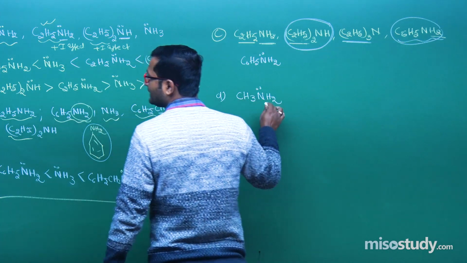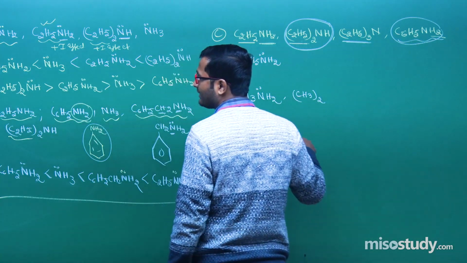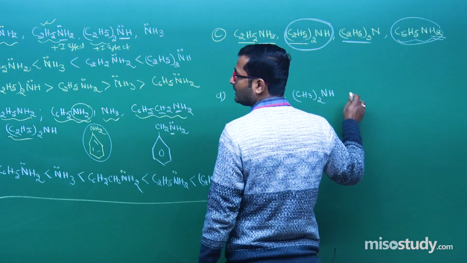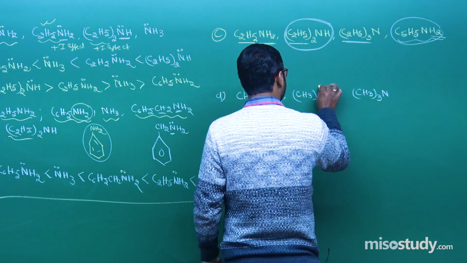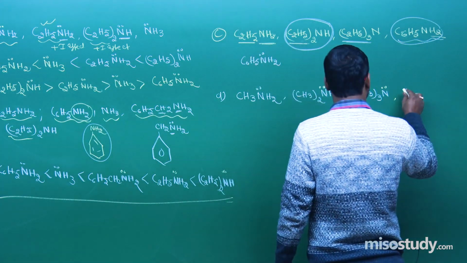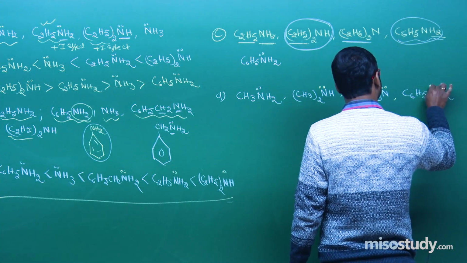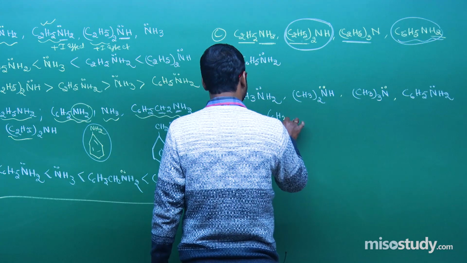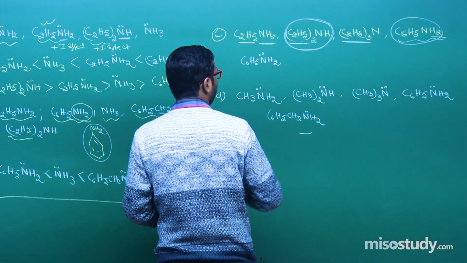Similarly, let me take the last one also, CH3NH2. Then there comes (CH3)2NH. CH3 has less steric hindrance. Then there comes (CH3)3N. Then there comes C6H5NH2, and the last one is C6H5CH2NH2. Okay. Now the order will be C6H5NH2.